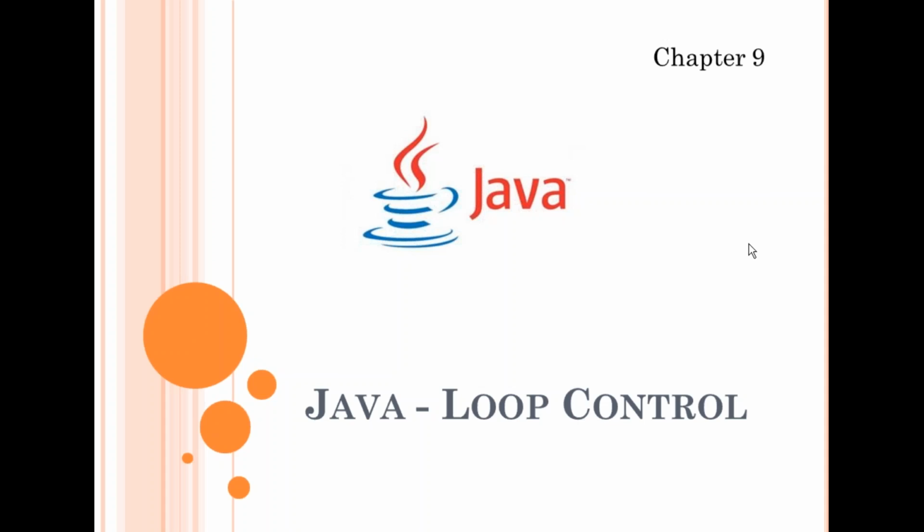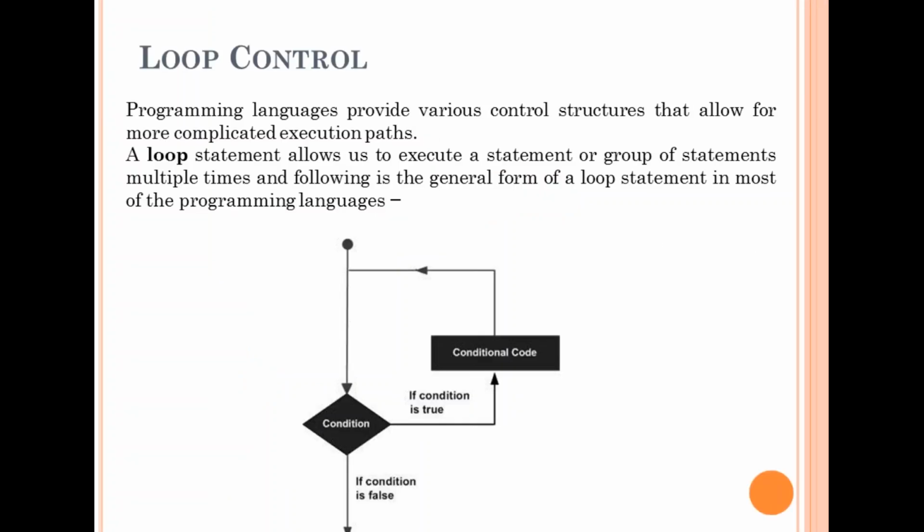In this chapter we are going to discuss the concept of loop control in Java. There may be a situation when you need to execute a block of code several number of times. In general, statements are executed sequentially. The first statement in a function is executed first, followed by the second, and so on.